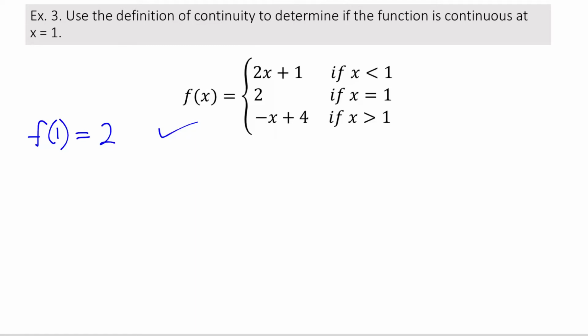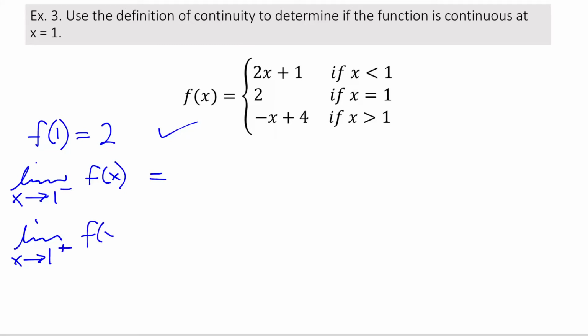Now let's check the limits and see if the limit as x approaches 1 from the left of f of x, and the limit as x approaches 1 from the right of f of x are the same number. Otherwise, there's a jump. All right, so let's figure out what the limit from the left is. So coming from the left, all values are going to be less than 1, so we need to use this piece here. So that's a polynomial. So I'm just going to substitute 1 into the polynomial, and I'll get 2 plus 1, which is 3. All right, so that's the limit from the left.